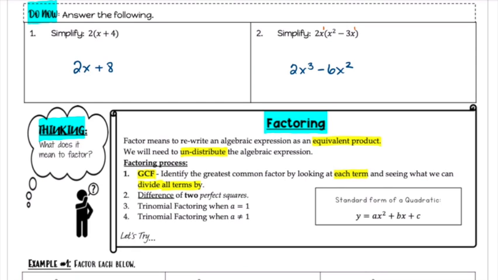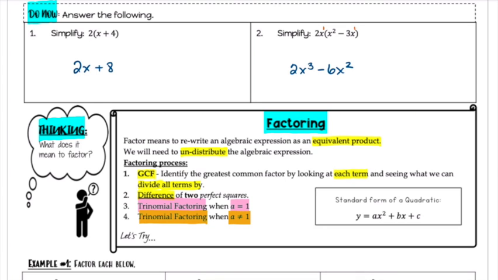If you don't have a greatest common factor, then you might have number 2, the difference of two perfect squares. So what are perfect squares? 1, 4, 9, 16, 25, and so forth. If you have a difference of two perfect squares, then that is the type of factoring we have. If that is not the case, then we might have basic trinomial factoring when the a value, or the leading coefficient, is 1. And then we have the more advanced one, trinomial factoring when a does not equal 1, which is what we are going to focus on in tomorrow's lesson.